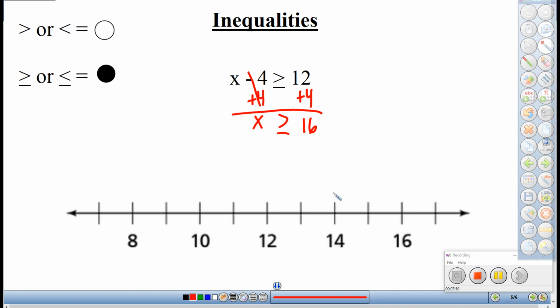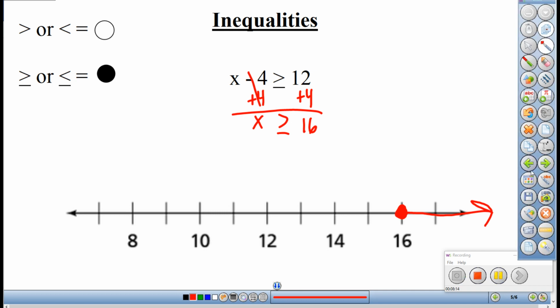And since this again has the equal sign on the bottom, we're going to use that closed-in dot. So we go to 16 and we fill it in with a closed dot. And then where are the numbers that are going to be greater than 16? 17, 18, 19, all that. So we go to the right where all the positive numbers are. And we've got our answer once again.